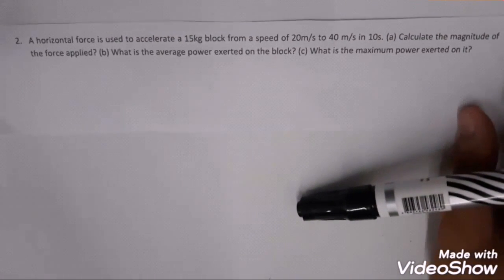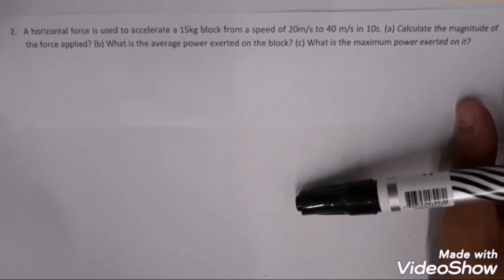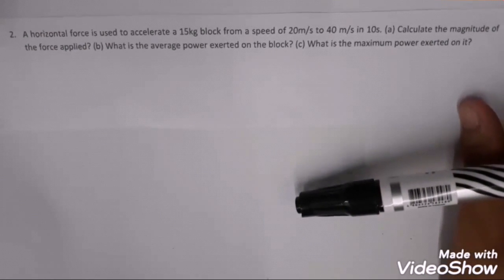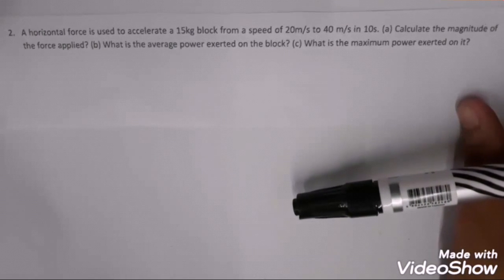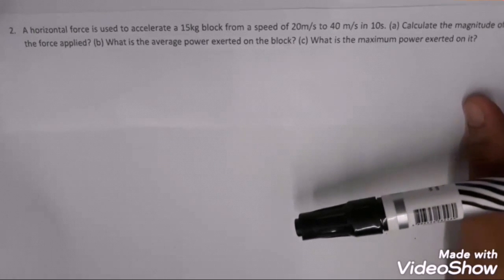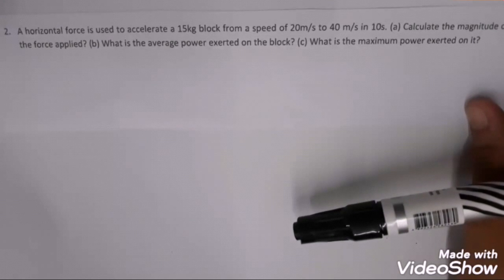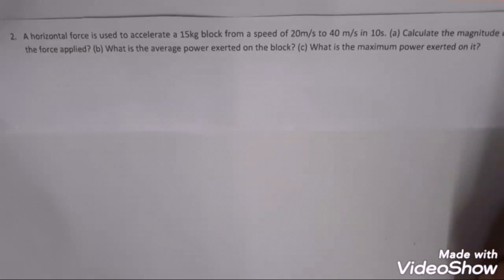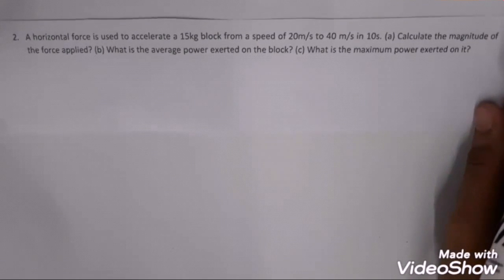A horizontal force is used to accelerate a 15 kilogram block from a speed of 20 meters per second to 40 meters per second in 10 seconds. A. Calculate the magnitude of the force applied. B. What is the average power exerted on the block? C. What is the maximum power exerted on it?